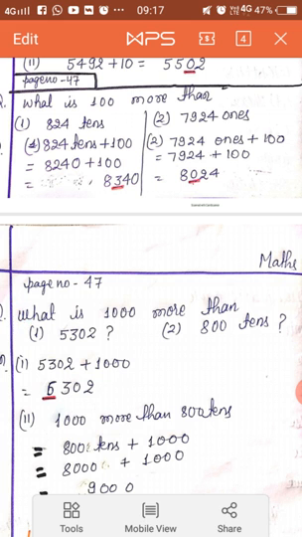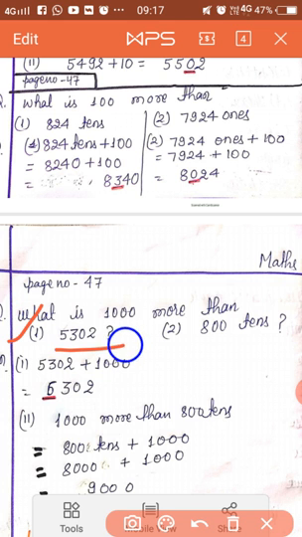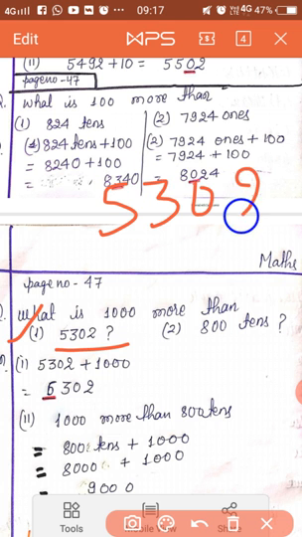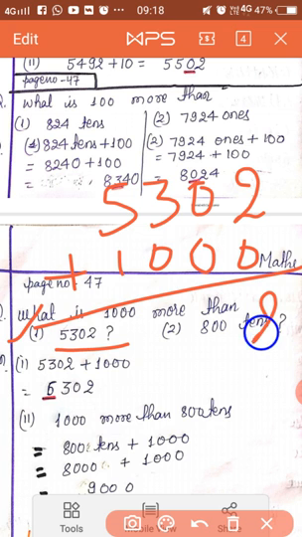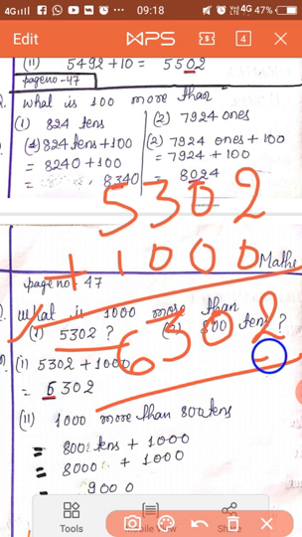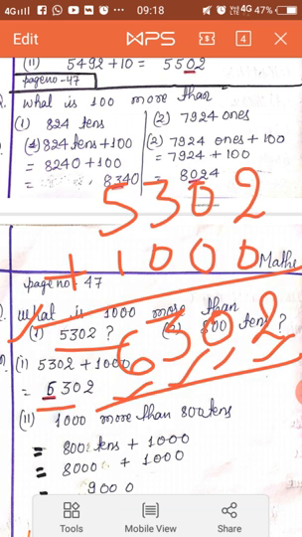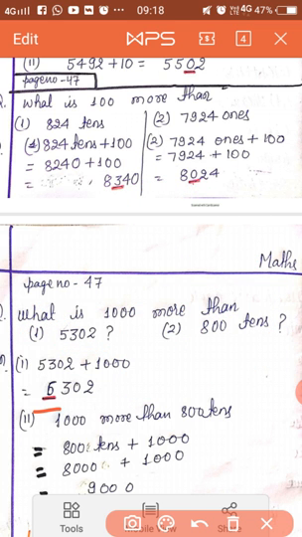Now the next question is, what is 1000 more than 5302? So in this case we have to add 1000 to 5302. 2 ones plus 0 is 2, 0 tens plus 0 tens is 0, 300 plus 0 is 3, and 5000 plus 1000 is equal to 6000. What we see is the ones, tens and hundreds digits remain the same, and the thousands place digit increased by 1. So we underline the thousands place digit.